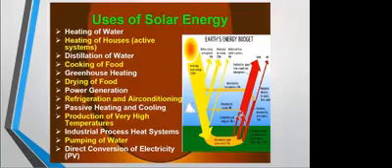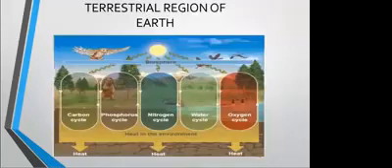So let's now move on to the terrestrial region of Earth. As you can see, we have different biogeochemical cycles. If you can still remember your ecology, maybe your teacher or your instructor has already told you what these biogeochemical cycles are all about. So basically, terrestrial radiation is the energy released by the earth itself, as opposed to solar radiation that it receives from the sun.